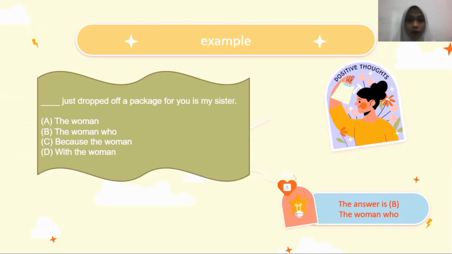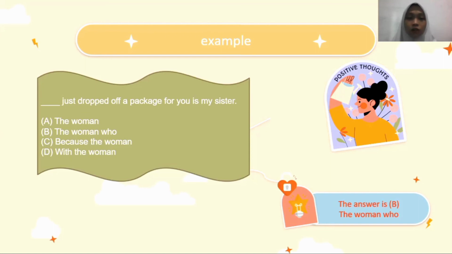Let's now move on to slide 8. Let me give you an example. Blah blah blah just dropped off a fake cake for you is my sister. A. The woman. B. The woman who. C. Because the woman. D. With the woman. In this example, you should notice immediately that the sentence has two verbs, dropped and is, and each of them needs a subject. The only answer that has two subjects is answer B. So, answer B is the correct answer.